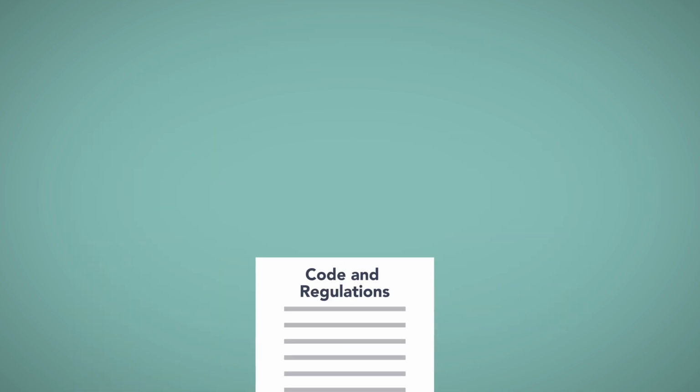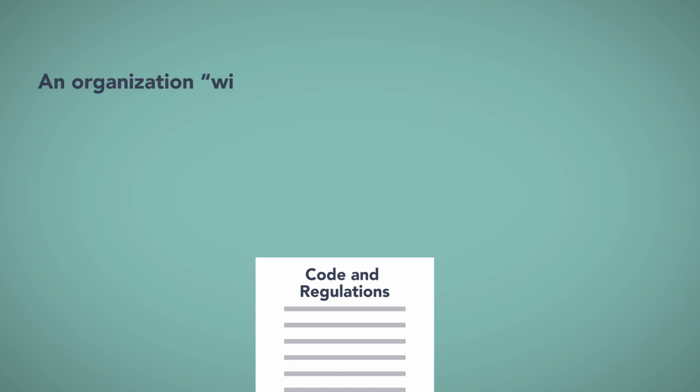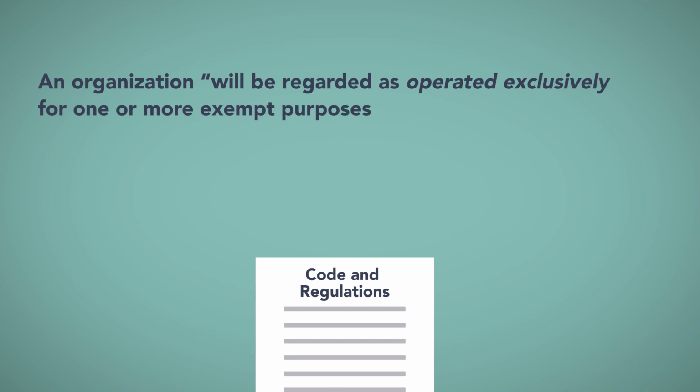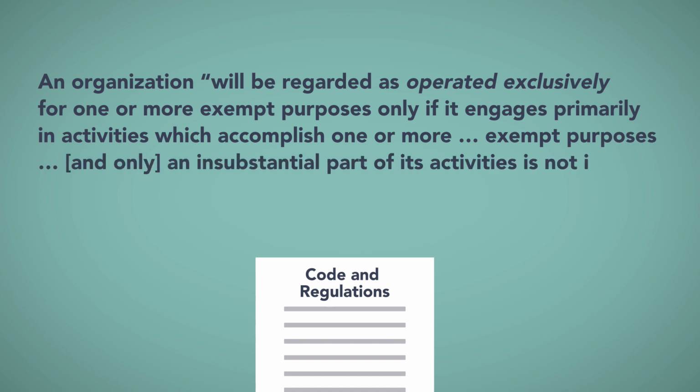Note that while the language of the code requires an organization to be organized and operated exclusively for charitable purposes, the term has been interpreted to mean primarily. The regulations state that an organization will be regarded as operated exclusively for one or more exempt purposes only if it engages primarily in activities which accomplish one or more exempt purposes, and only an insubstantial part of its activities is not in furtherance of an exempt purpose.